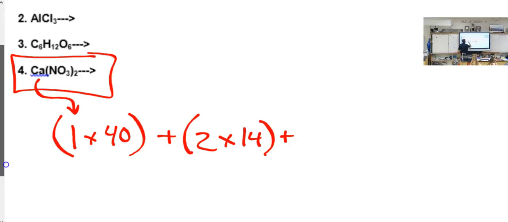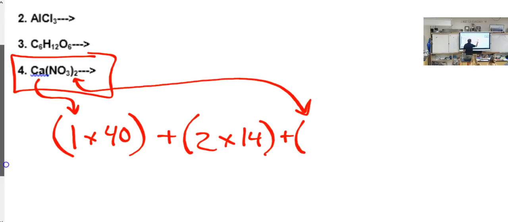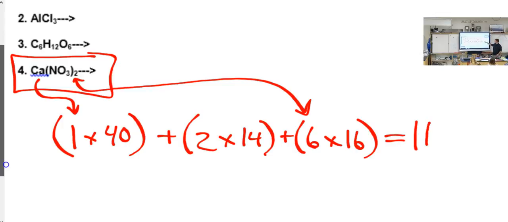And then, how many oxygens did we say we had? We had 6 of them. And I'm going to multiply that by 16. And I add that together. And I don't remember. What was this? 164?